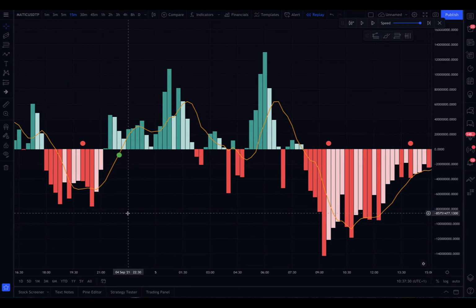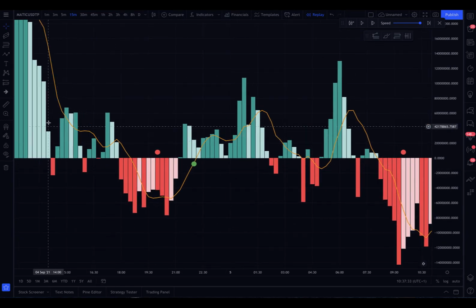This is extremely powerful. In this case, we had the drop here, and this TSV line is reversing back up again. Look at this. Let's have a look at this entry here.